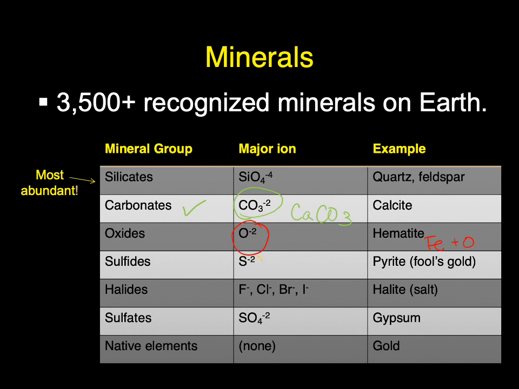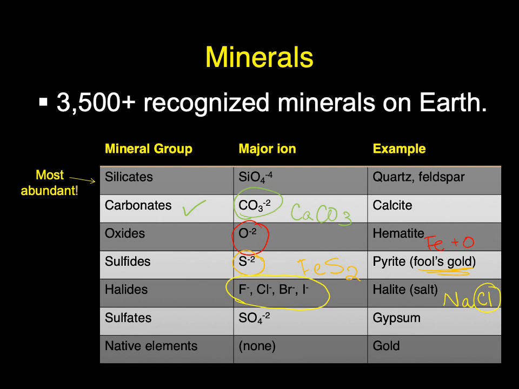You can have sulfide minerals. They're going to have the sulfur anion. Pyrite is a good example of this. That's FeS2, so that's iron sulfide right there. You can have groups called halides. Halides are going to have the halide elements in them. Those are the ones in the second to last column of the periodic chart: fluorine, chlorine, bromine, and iodine. Salt is a good example of a halide because it is made up of Na and Cl. There's the Cl anion at the end, which makes salt, or halite, a halide mineral.